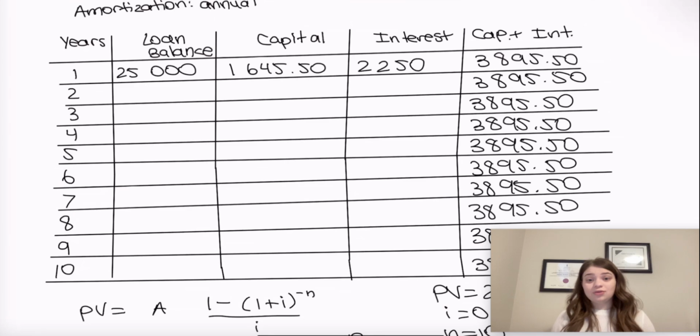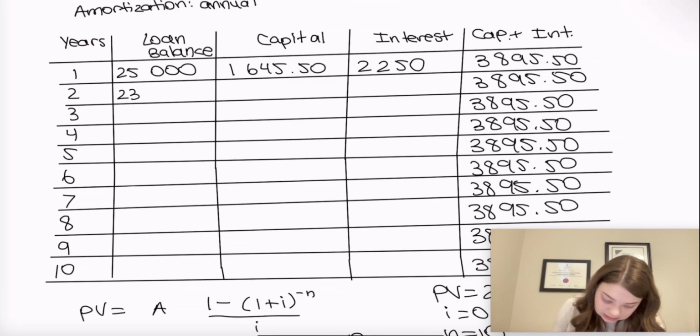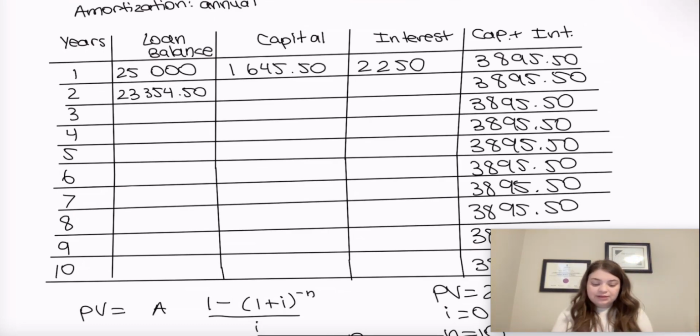But that $1,645.50 is capital, money that we now no longer owe to the bank ever again, unless we borrow it again, right? But we don't owe that again, assuming we don't borrow anymore. So now I'm going to do $25,000 minus $1,645.50, because that's how much we just paid off. So therefore, we now only owe $23,354.50 left.